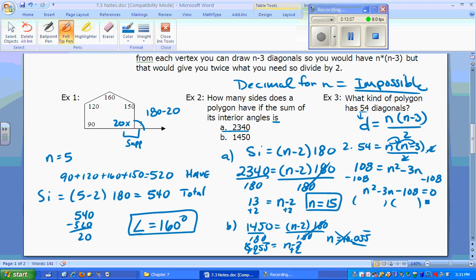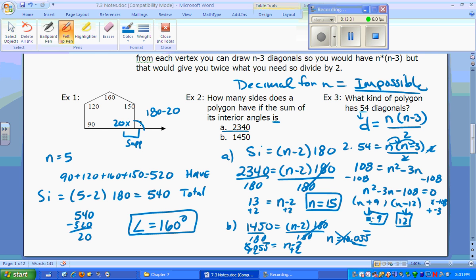It's always going to have a leading coefficient of 1, so this is great. So you know you can just go n and n. You need two numbers that multiply to negative 108, but add to negative 3. When you look at it and you distribute, what do you get? You get positive 9 and you get negative 12. That gives you the negative 3. So your two answers are negative 9, boom, and positive 12, boom.